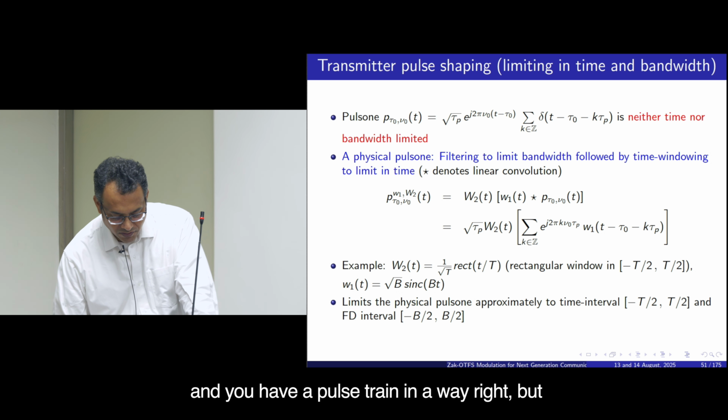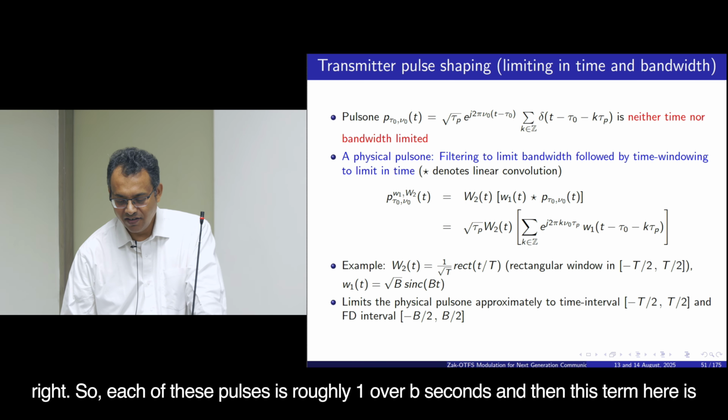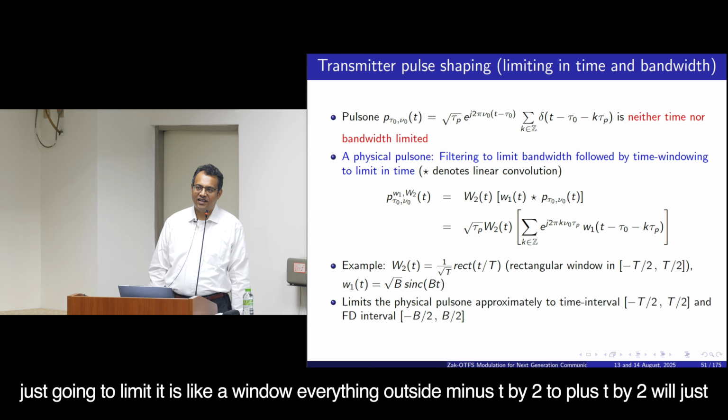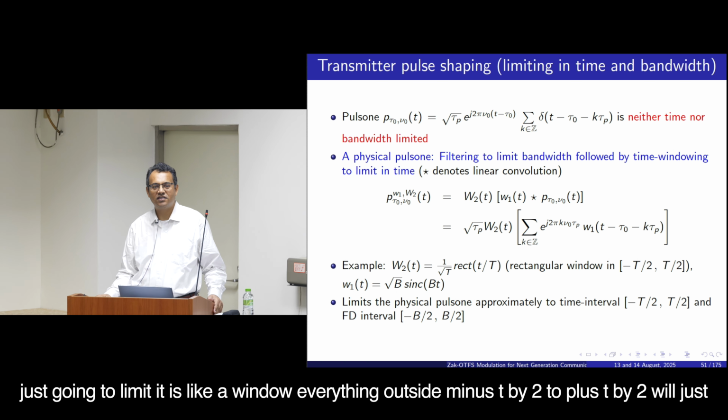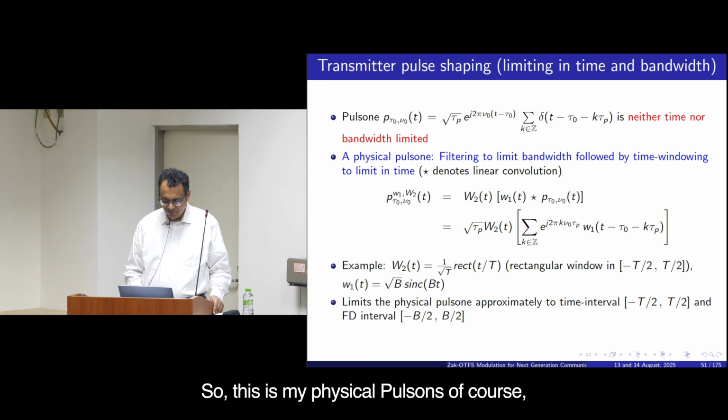But if you see each of these pulses W1, what is the spread of W1? Roughly 1 over b seconds, right. So each of these pulses is roughly 1 over b seconds. And then this term here is just going to limit, it is like a window, everything outside minus t by 2 to plus t by 2 will just become 0. So this is my physical pulson.